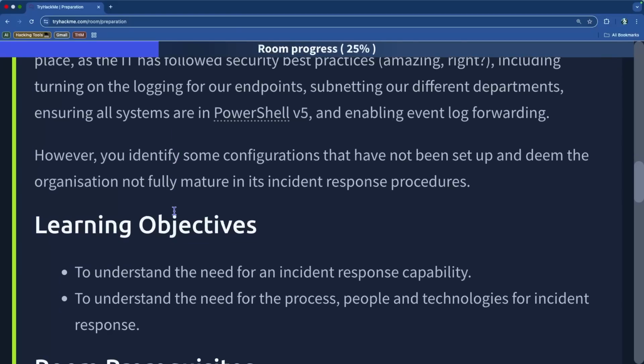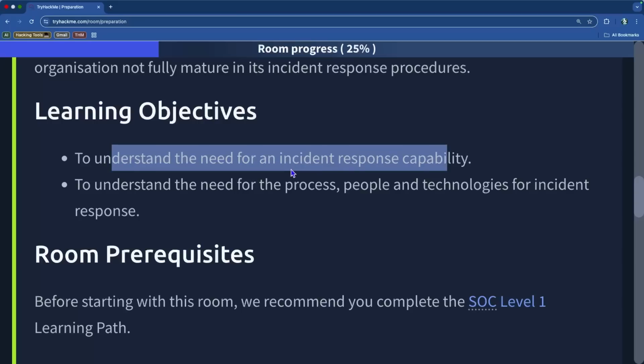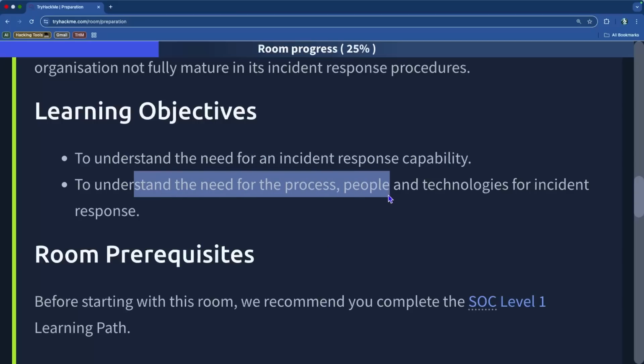However, you identify some configurations that have not been set up and deem the organization not fully mature, and the objectives here are to understand the need for an incident response capability and to understand the need for the process, people, and technologies for incident response.